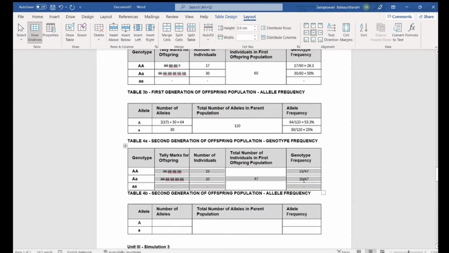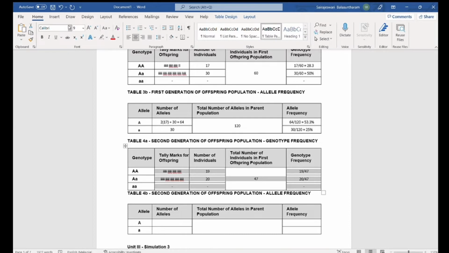So now we're going to calculate the genotype frequency. After you calculate the tally marks for the offspring, you will get the number of individuals, that will be 19 and 20. Then you will calculate the total number of individuals in the first offspring, which is 17 plus 30, and you'll get 47.